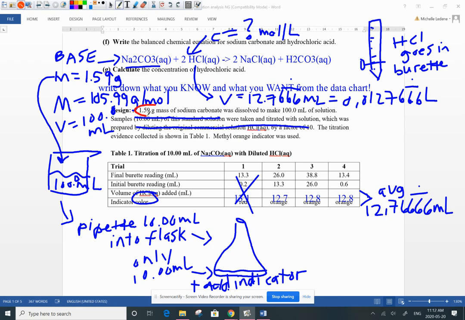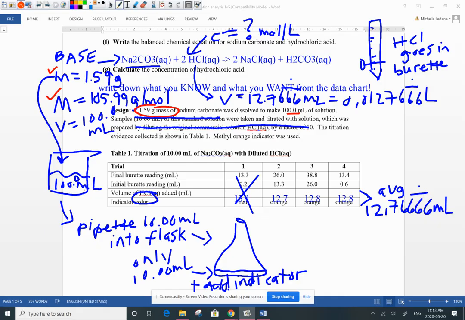So we are starting with this mass of the sodium carbonate, this base. So we know its mass. We look up on our data booklet, sodium times 2, 1 carbon, 3 oxygen. We find the molar mass. And we're making 100 mLs of solution. So again, we're making a big batch of solution, 100.0 mLs.